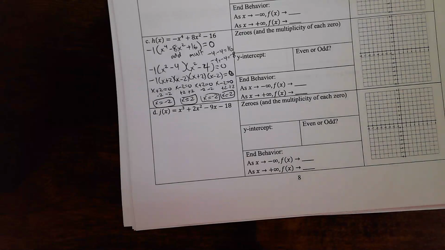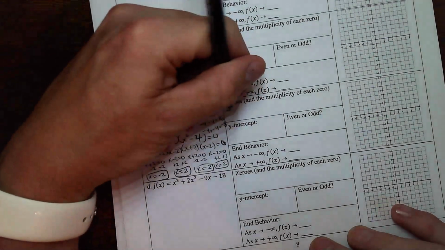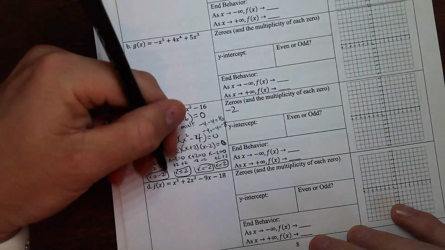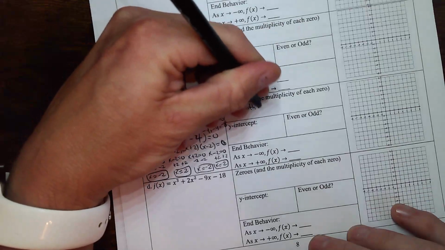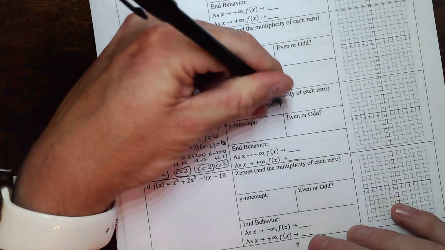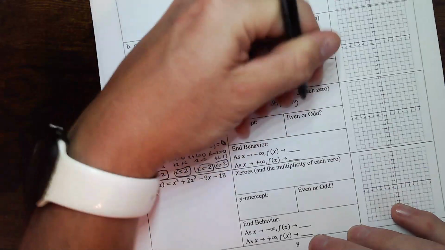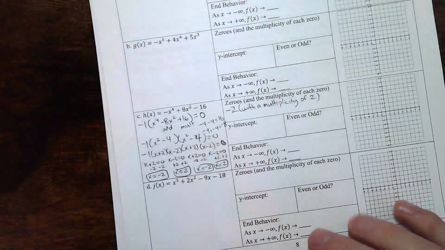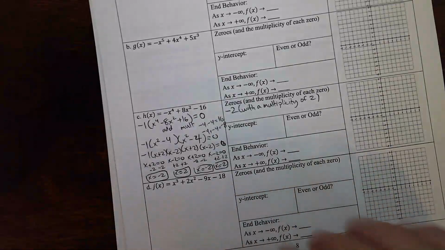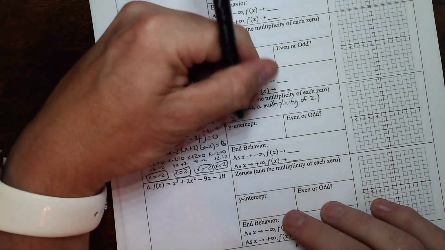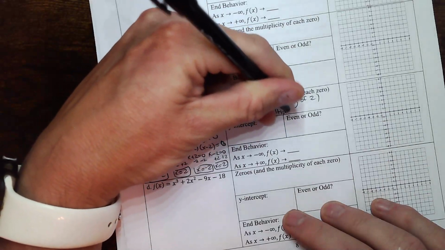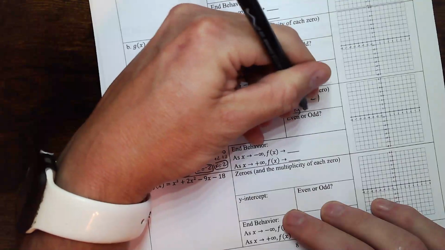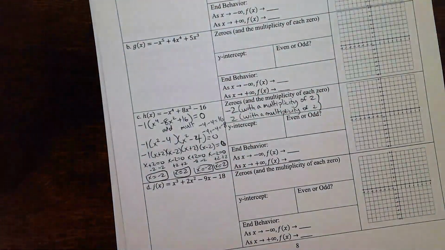So what are my zeros? Well, -2 is one of my zeros. And how often does -2 happen? Twice. So -2 with a multiplicity of 2. And I also have 2 happening with a multiplicity of 2 because it happens twice. So both of these happen twice, okay?